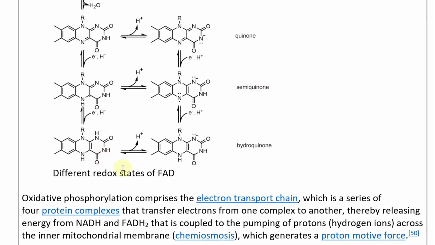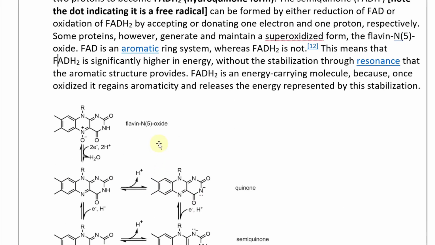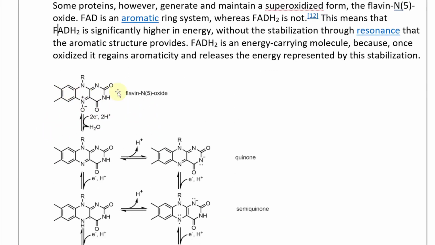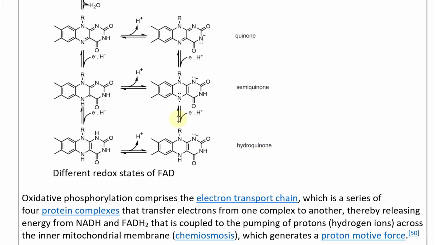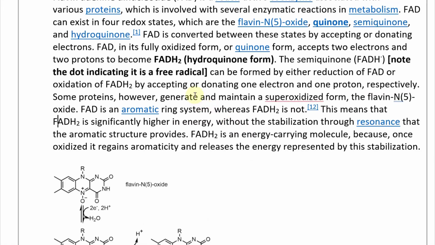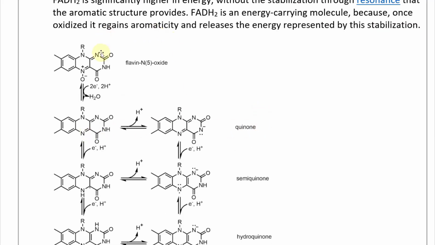So here is a comparison of different redox states of FAD. This is the superoxidized version. Let's look at its fully oxidized form as the quinone form. That's actually over here. This one's a superoxidized one. So superoxidized as a form right here, and it has aromaticity. Notice how the rings, you could switch up and have different setups over here.